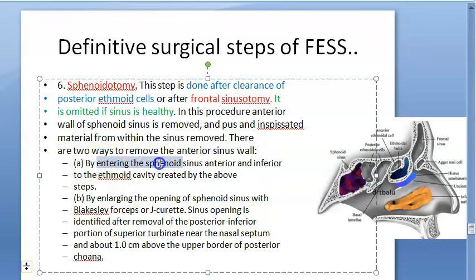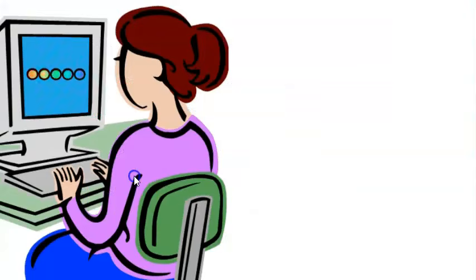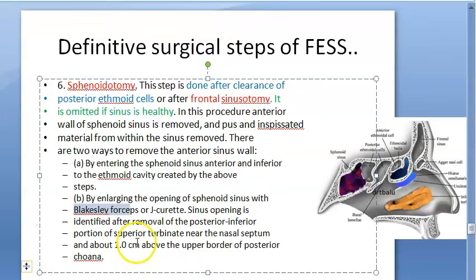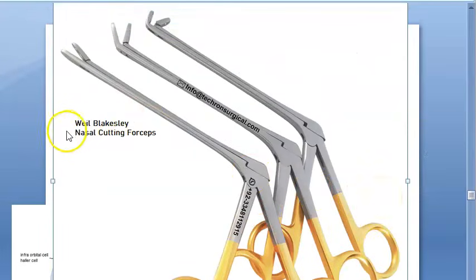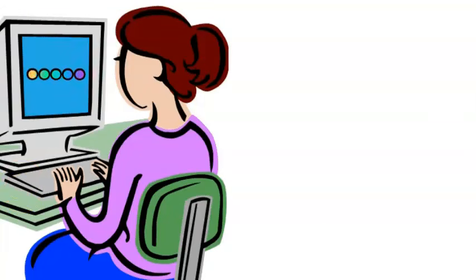There are two ways. Either you enter the sphenoid sinus anterior and inferior to the ethmoid cavity, which you created by the above steps. Which steps did we do? Then you will enlarge the opening of the sphenoid sinus with the same Blakesley forceps or J curette. If you have this Blakesley forceps, looks like a lot of things you can do here. See this, it's called Weil-Blakesley forceps, the straight and the upturned.